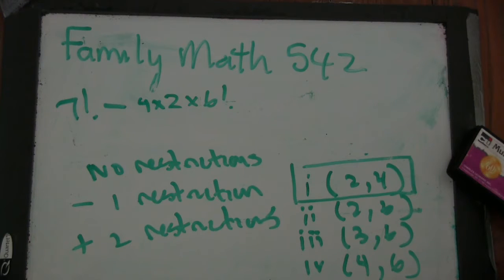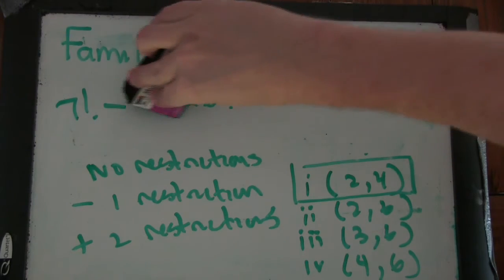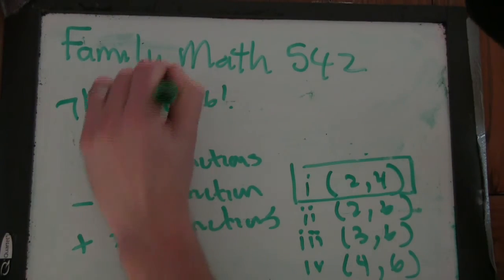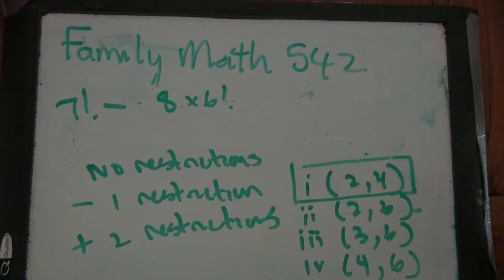You shook your shoulders there. Why? Because you can just make this 8 times 6 factorial. Okay, I can make it 8 times 6 factorial. That's fine. Does that bother you at all? 7 factorial minus 8 times 6 factorial? Not really. Does it bother you? Nope.